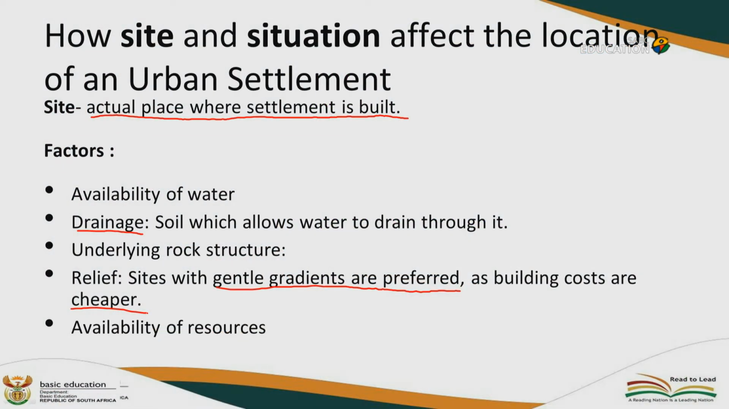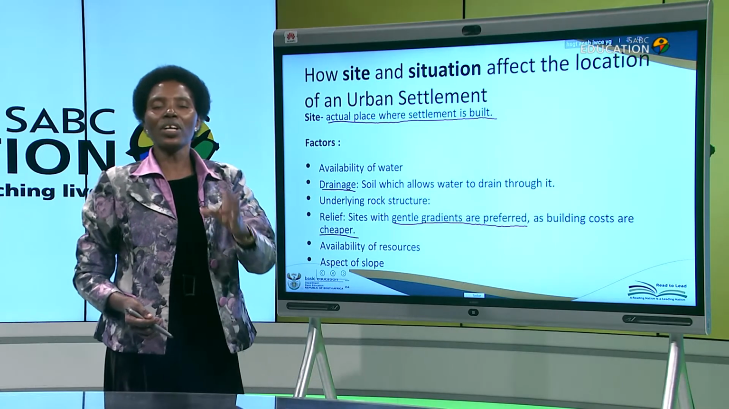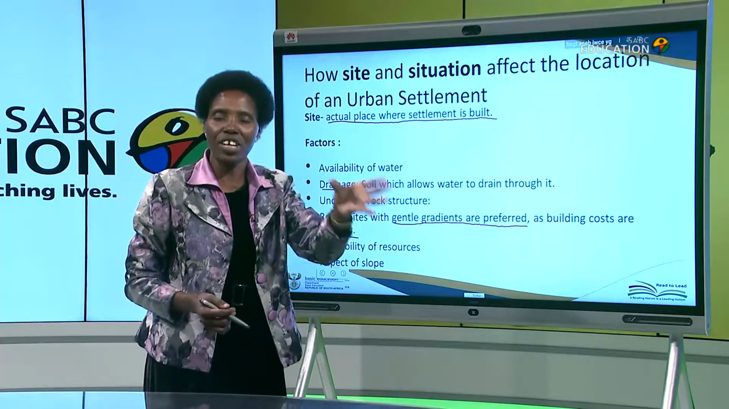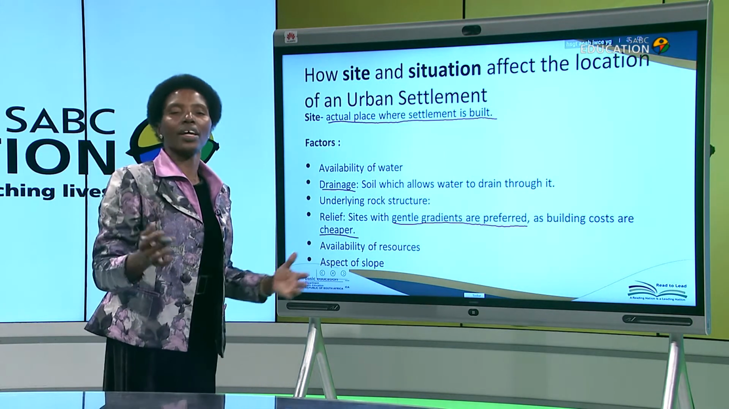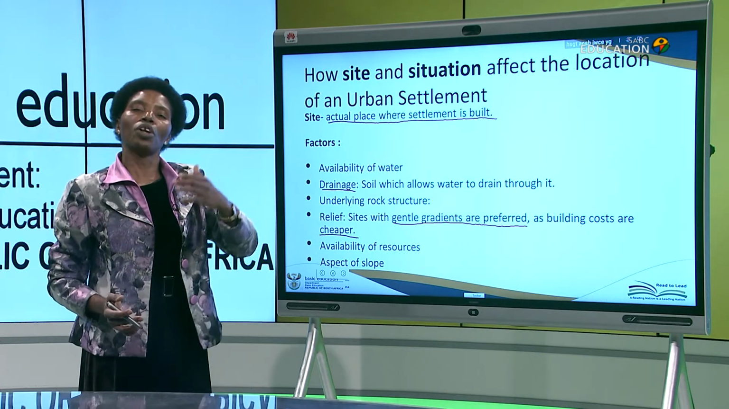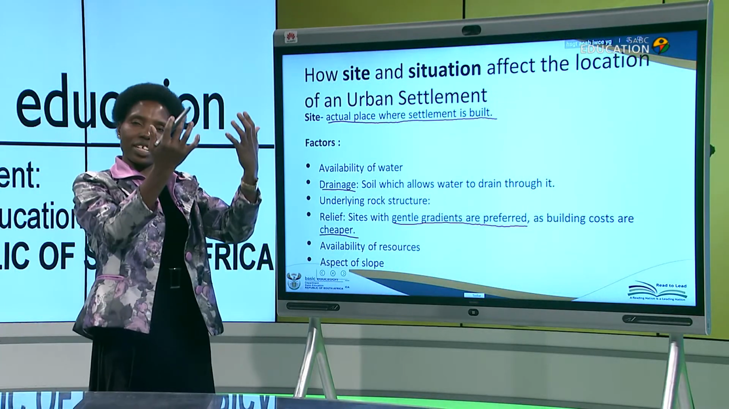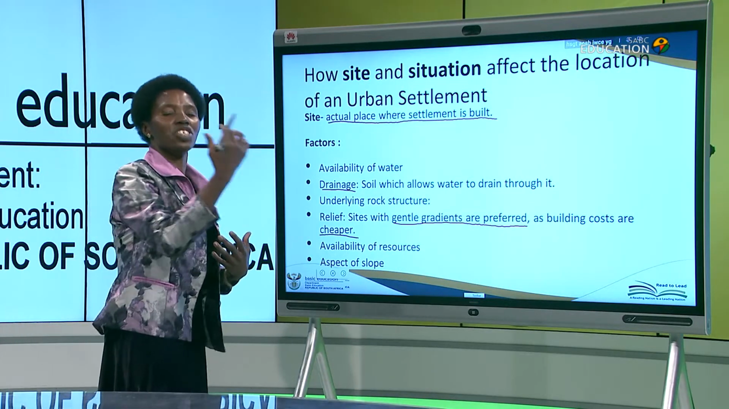And then we do have availability of resources, which is building material. Is there enough material that they can utilize when they are building this settlement? And lastly, they look at the aspect of a slope. When we talk about the aspect of a slope, we look at which direction the slope faces. Okay, mostly we are in the southern hemisphere. The direction that they will prefer is a north-facing slope. Why? Because we'll receive what? Direct sun's rays. So they check on that one.